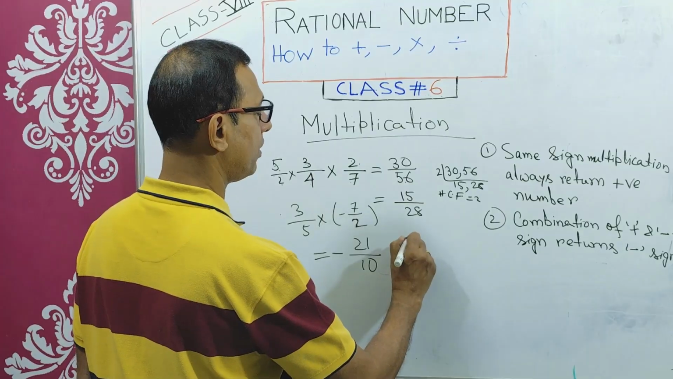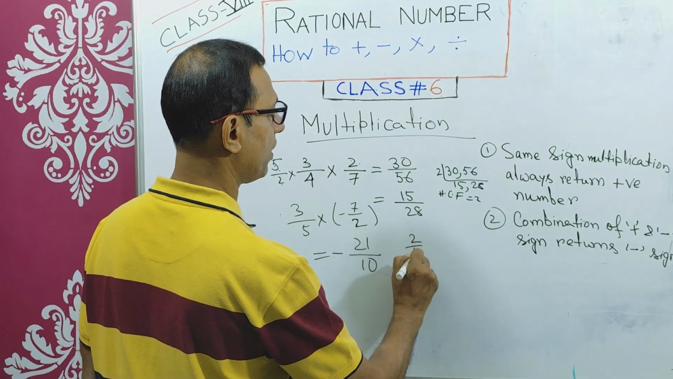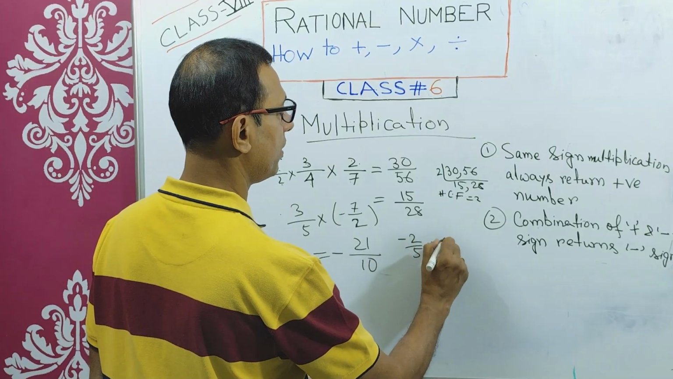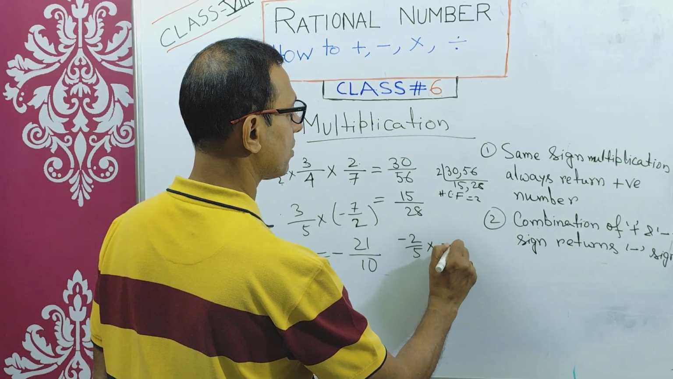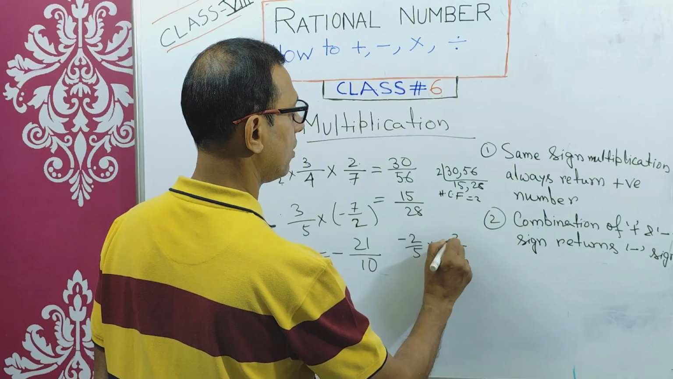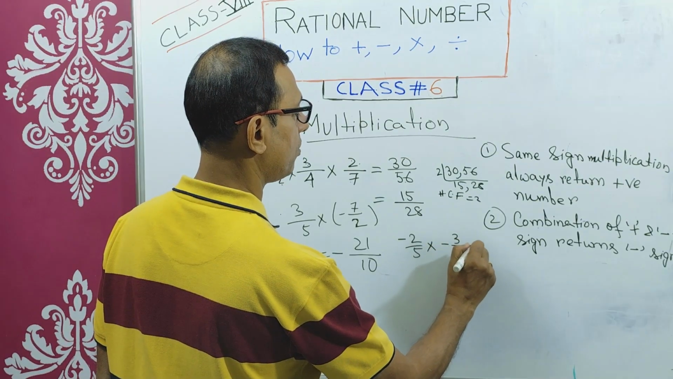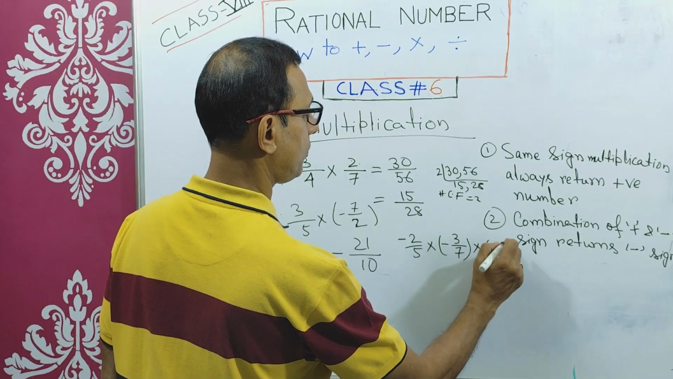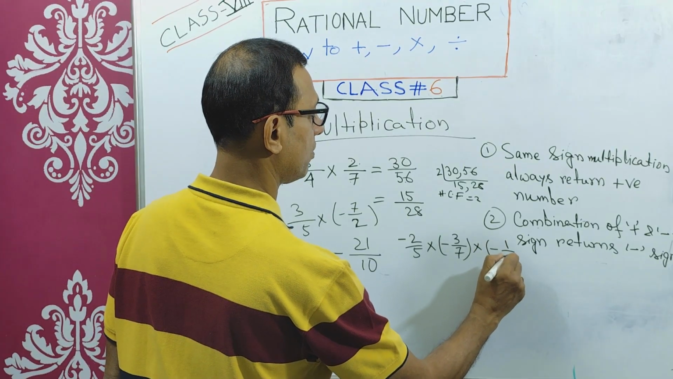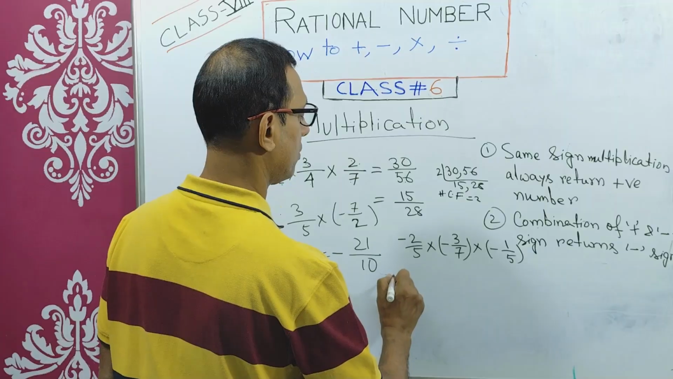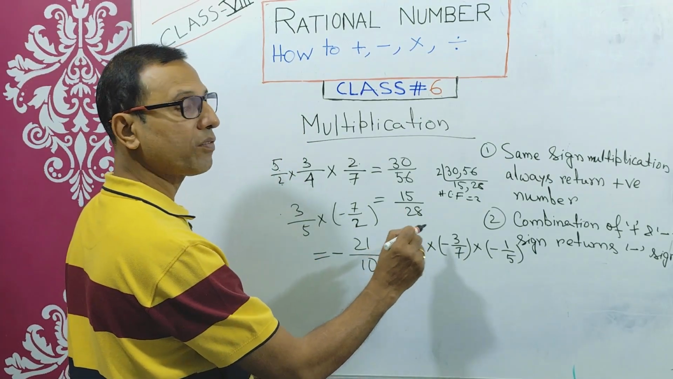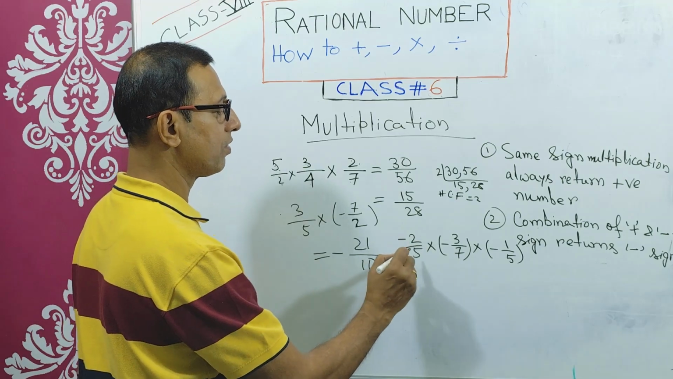Let's say there are three different numbers: 2 by 5 into minus 3 by 7 into minus 1 by 5. So what will be the sign of the multiplication result?